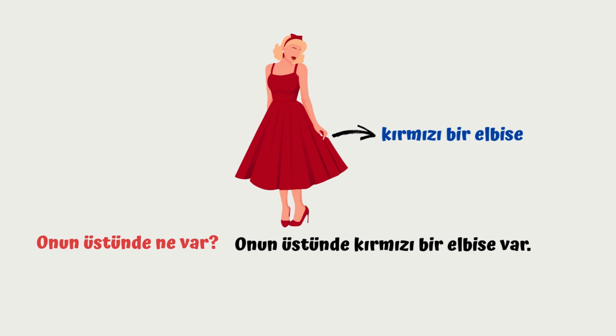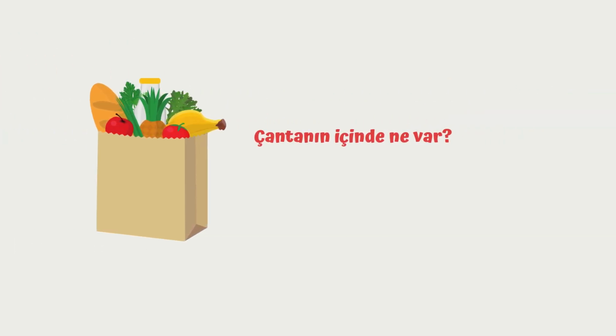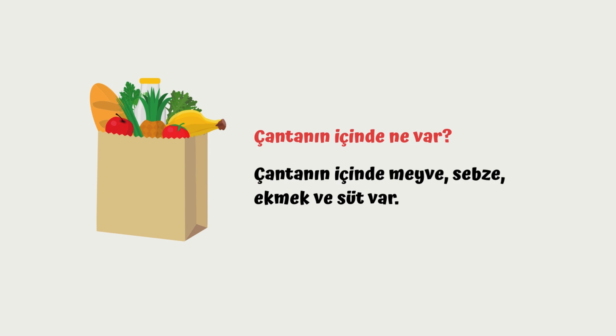Okay. Then another picture. Look at this bag, çanta. And there are things in it. So the question is, çantanın içinde ne var? So the answer is, çantanın içinde meyve, sebze, ekmek ve süt var. So meyve is fruit, sebze is vegetables, ekmek bread, and süt is milk.